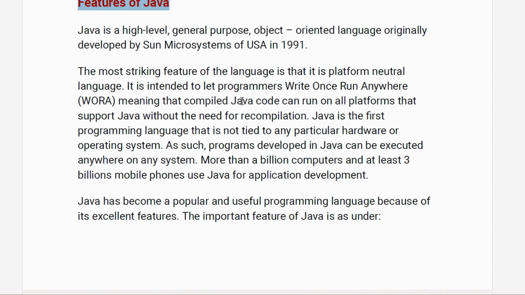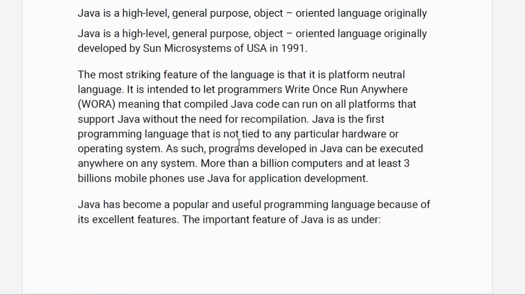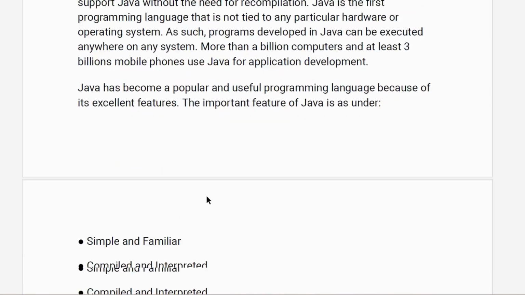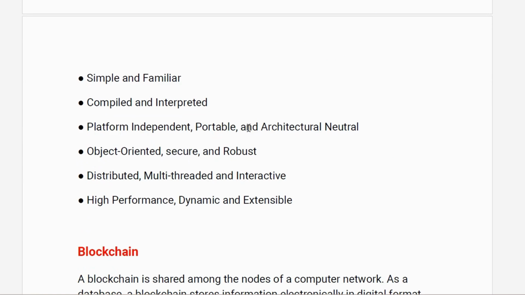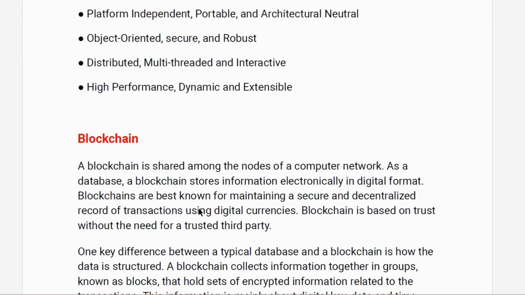That's why we say write once, run anywhere. It's that kind of platform that Java offers, without the need for recompilation. Java is the first programming language that is not tied to any particular hardware or operating system, so it can be executed anywhere on a system. The important features of Java are: simple and familiar, compiled and interpreted, platform independent, portable and architecture neutral, object oriented, secure, robust, distributed, multi-threaded and interactive, high performance, dynamic and extensible.